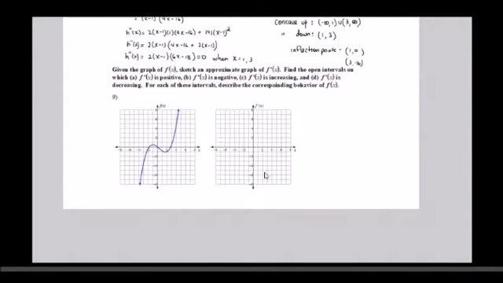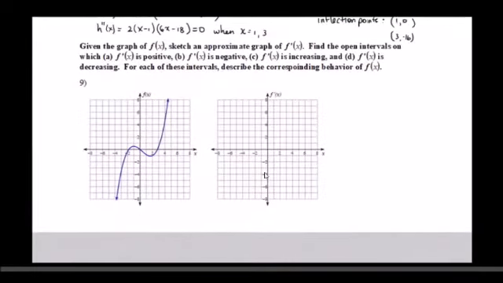Okay, question 9. We're trying to discover the graphical relationship here between an original function, f of x, and without knowing what the equation is, we need to come up with a graph over here of what we think the derivative is going to look like. And this uses almost everything we've learned in Unit 2: increasing and decreasing, extrema, concavity.